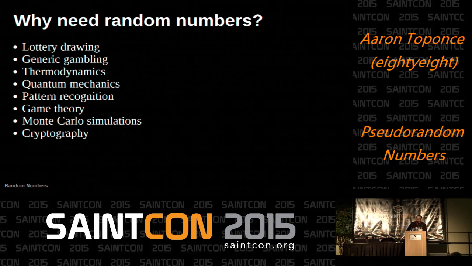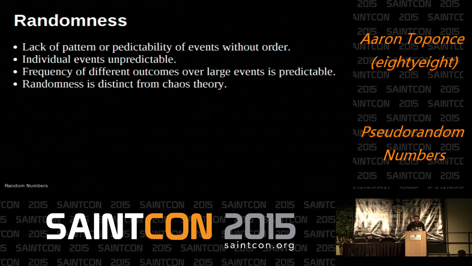But in game theory, card shuffling, dice rolls, online games like Hearthstone or World of Warcraft rely heavily on randomness. Monte Carlo simulations are a way to approximate numerical values using random numbers. And then finally, of course, random numbers are the workhorse behind cryptography. We need random numbers to create unpredictable keys. These are used for encrypting your sessions, your TLS, your GPG, and elsewise your encryption.